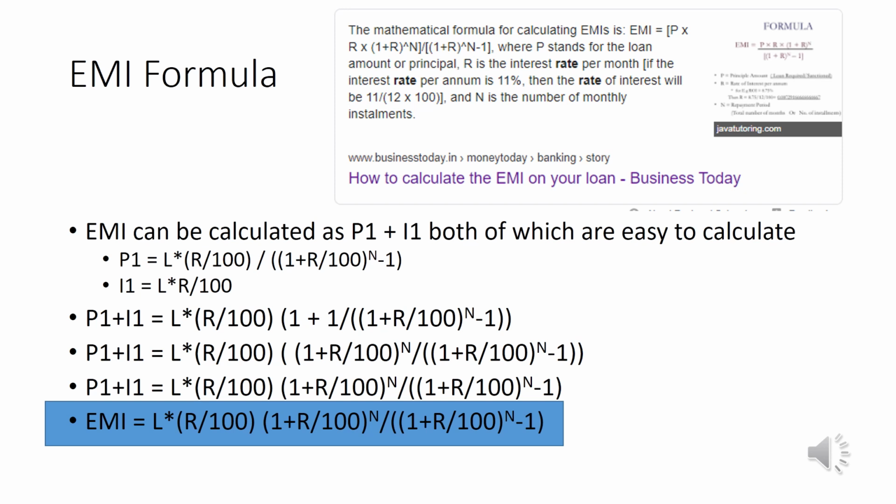Now the question is, can we have a formula for EMI? Why not? Because we have the formula for P1, and the EMI has to match P1 plus I1, which is the interest paid in the first period, which is pretty easy to calculate because it is calculated on the entire loan amount, L into R by 100. So adding them up, we get the formula, which is highlighted in blue.